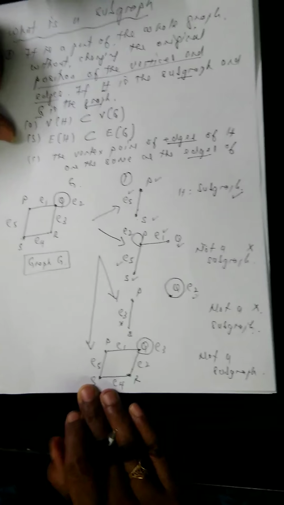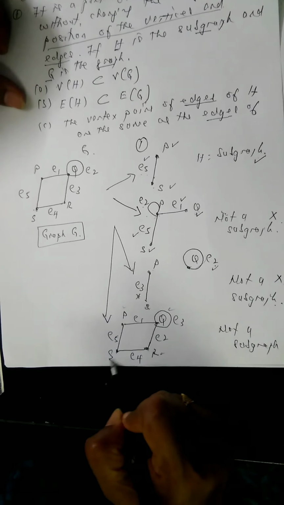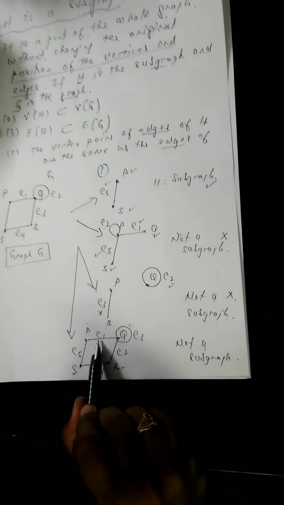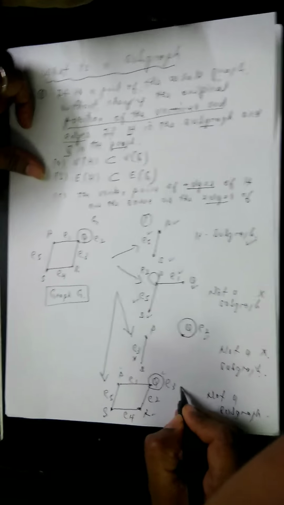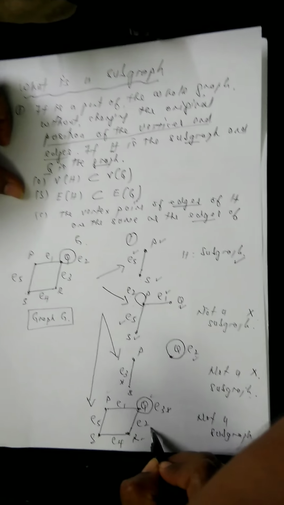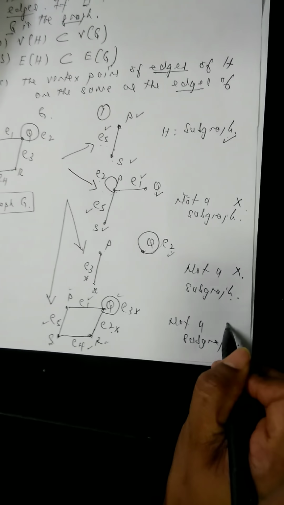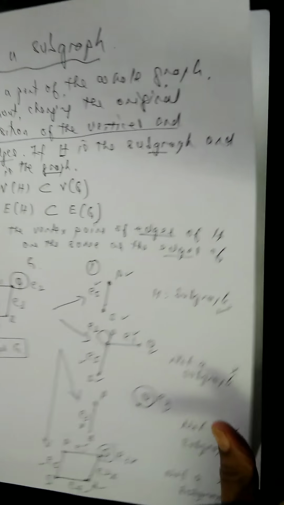Next one is the fourth one. You've got P, Q, R, and S. This is all correct for vertices. Now this is E3, but the original graph has E2. So this is wrong. Here, this is also wrong: it is supposed to be E3 but is written as E2. This is correct, this is correct, this is correct. But because of these two properties, this is also not a subgraph. So that is a subgraph.